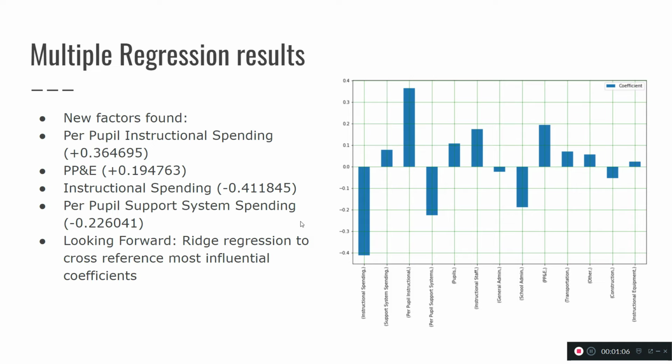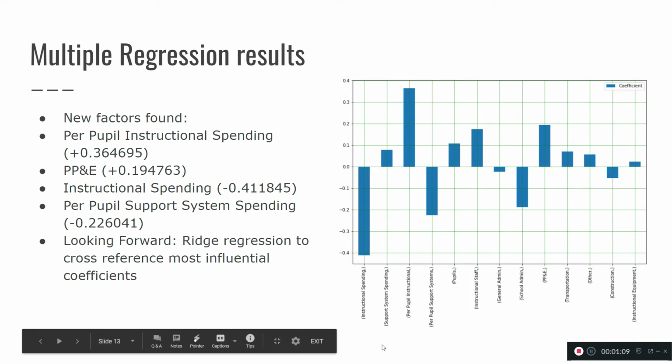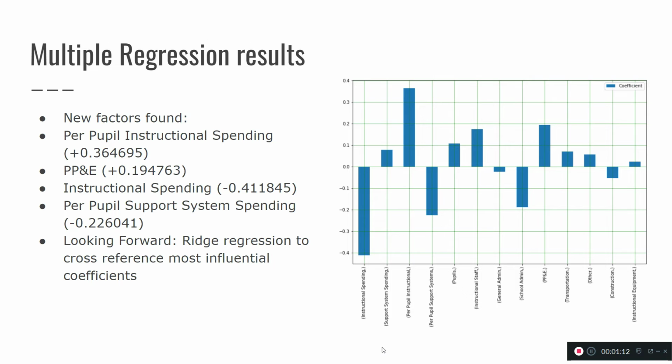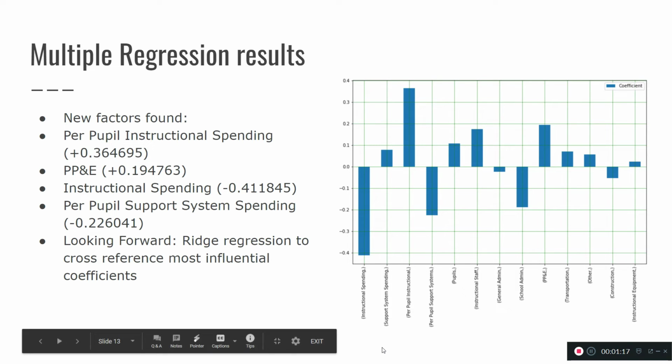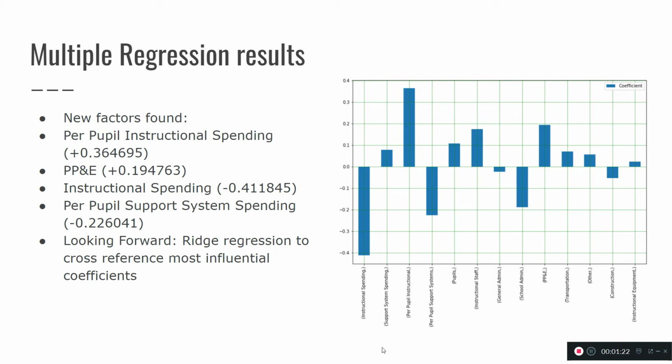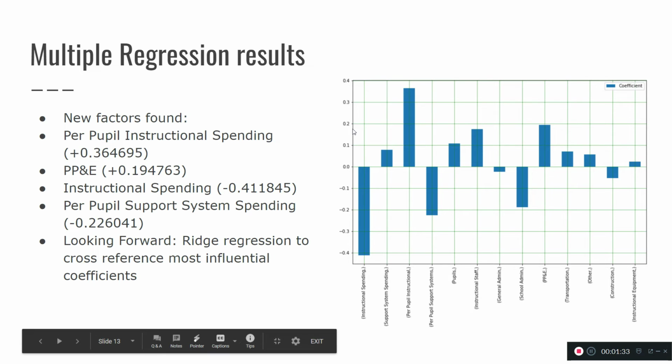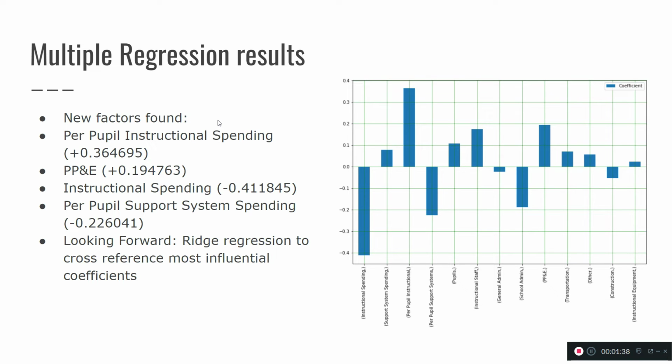And here we just have a graph of the coefficients from instructional spending to support system spending, etc. And you can see that the highest positive coefficient that we have is per pupil spending, followed by PP&E, and then our two most negative are instructional spending and per pupil support system spending. So what you can see here is that per pupil instructional spending is going to be one of the most important factors in influencing or positively influencing the overall average scores of a state.